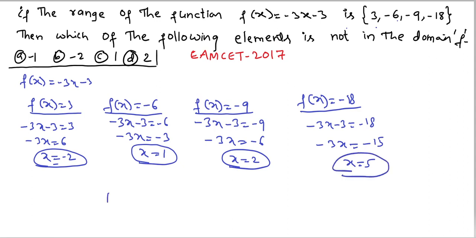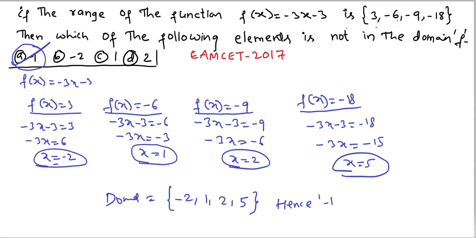Clearly the domain is {−2, 1, 2, 5}. Here −1 cannot be in the domain. Among the given options, −1 cannot be in the domain, so that option is the correct answer. Hence −1 cannot be in the domain.